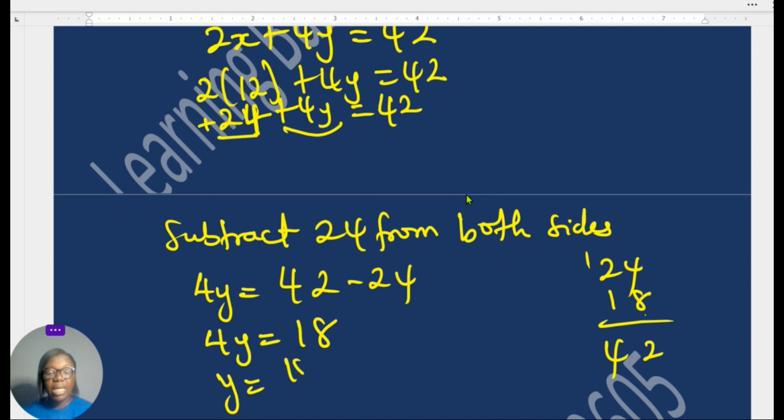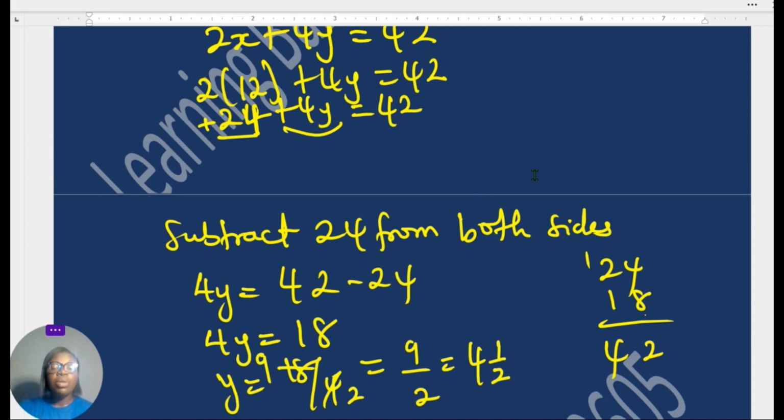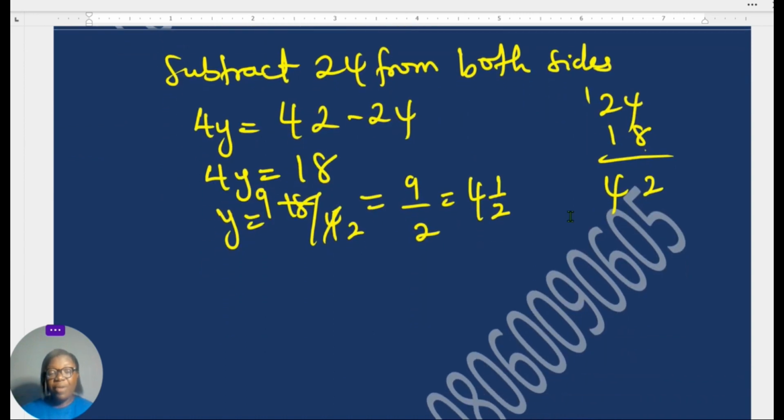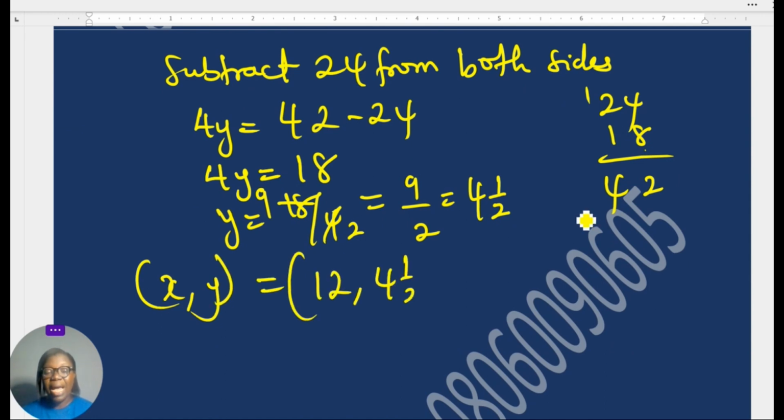So y equals 18 divided by 4. Let's reduce to the lowest term. 2 into 4 is 2. 2 into 18 is 9. So that's 9 over 2, which is equal to 4.5. So the value of x is 12. The value of y is 4.5. So x, y is equal to 12, 4.5.